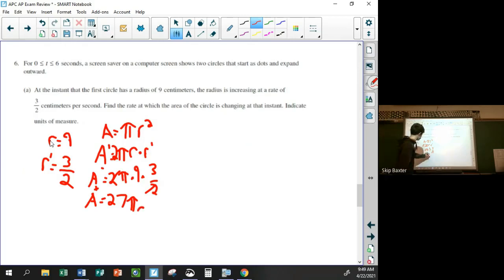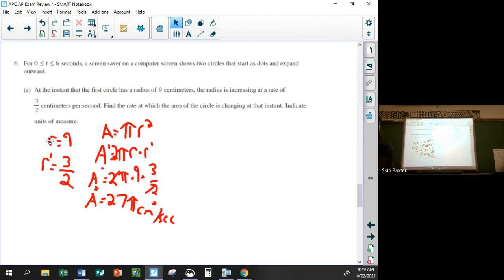Then we get this centimeters squared per second. Right. Perfect. Any questions on that? That was well done. Trying to think of a hard question. I can't really think of any.